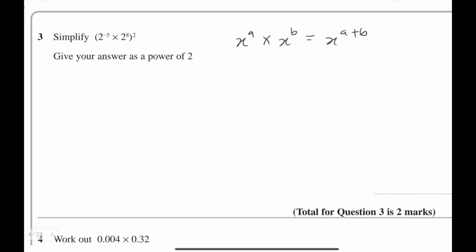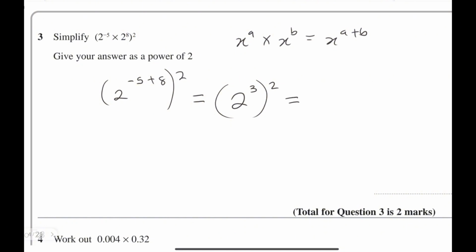If you have not watched my video on indices, you can click on the link on the top left corner to watch the full video on laws of indices. So let's continue. For this case we add up the powers. So that will be 2 to the power of -5 plus 8 in bracket to the power of 2, and -5 plus 8 is 3. So that will be 2 to the power of 3 in bracket 2.